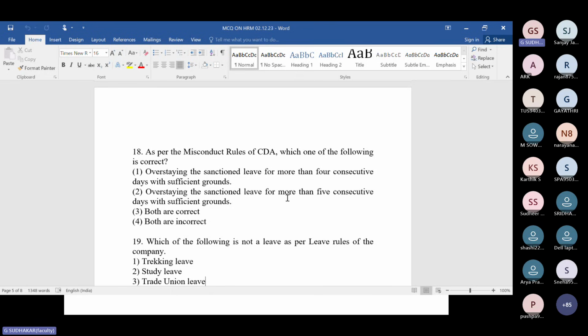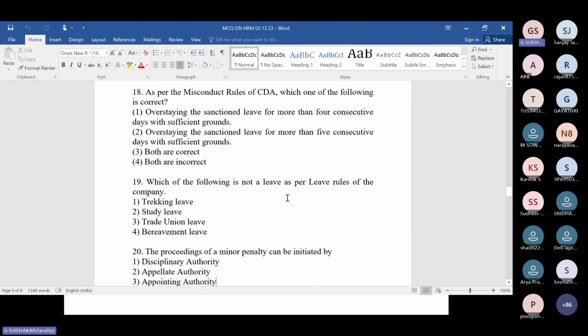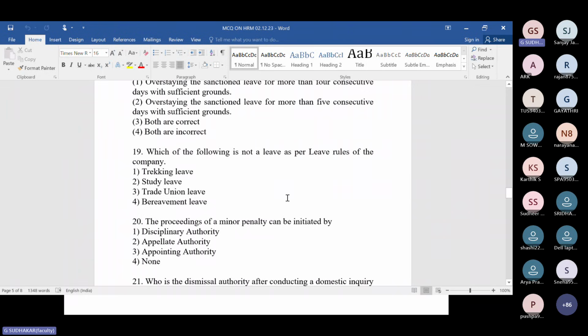Little bit tough question unless you read the misconduct thoroughly. 19. Very important question. You have to know the meaning of one leave rule. The 4th one, what is that? I think that is nowhere we have read. Anybody knows what is bereavement leave?